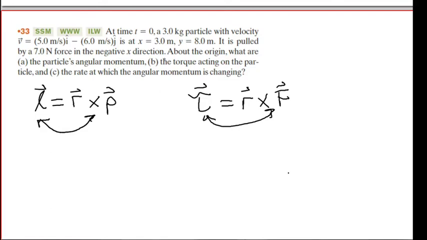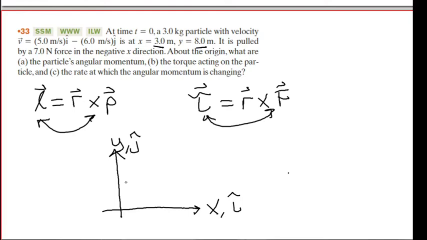So how do we really calculate this stuff? Let's just draw a picture first of what we're dealing with. We've got x and y coordinates, so call x i hat, call y j hat. And our position vector, x is at 3, y is at 8. So we can see that r is 3i hat plus 8j hat.